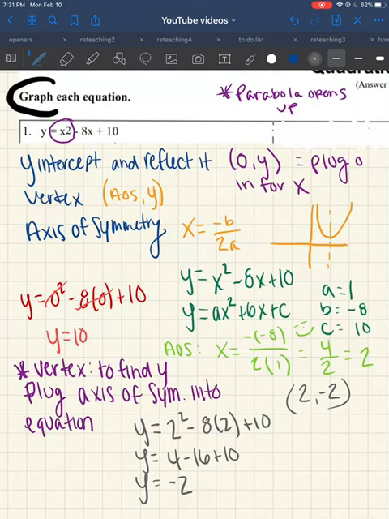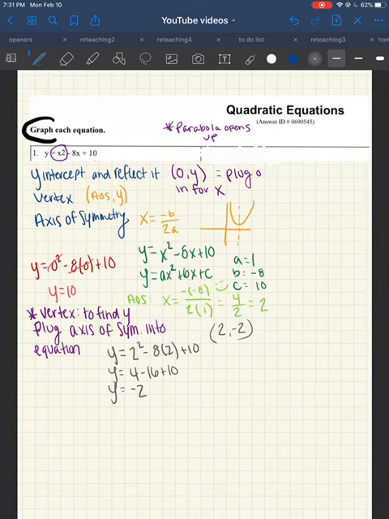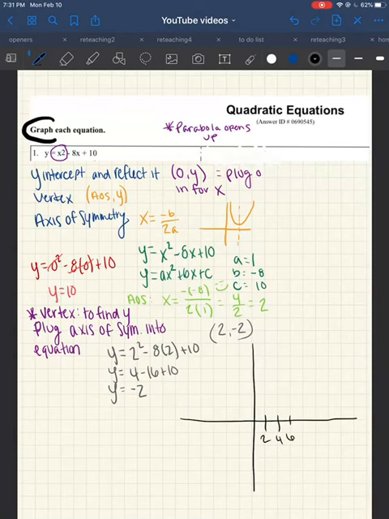All right. So I'm going to go ahead and graph over here. So I'll go by twos. 2, 4, 6, 8, 10. 2, 4, 6, 8, and 10. Okay. I don't really care about this side here, so I'm not going to label it.